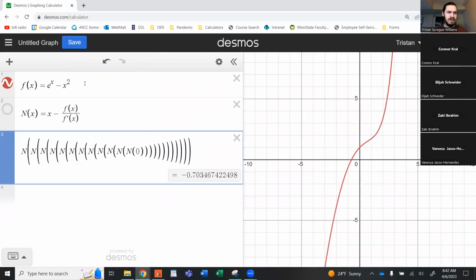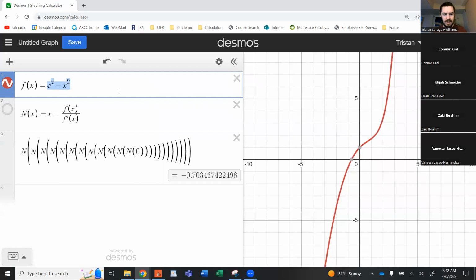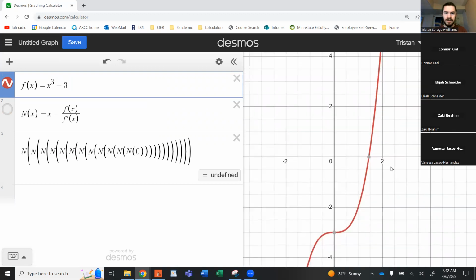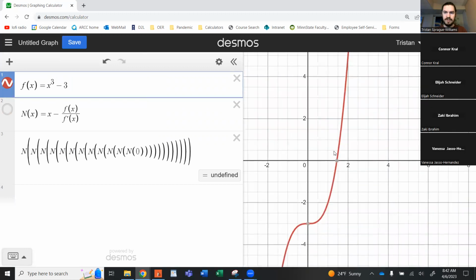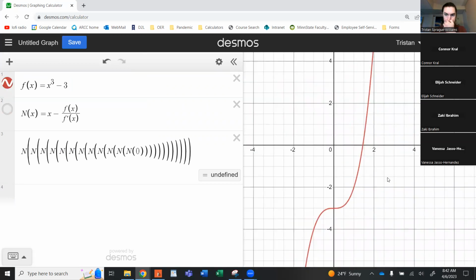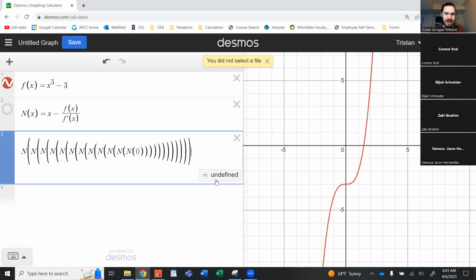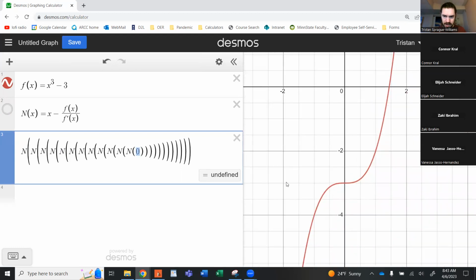And now we can change this function to something else. Say we do x cubed minus 3. So this number is going to be the cube root of 3. Currently, this says undefined. And the reason this says undefined right now is because the initial guess is 0. With an initial guess of 0, the first tangent line is going to be horizontal.